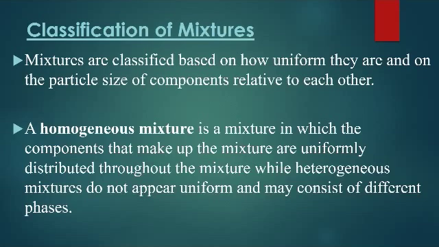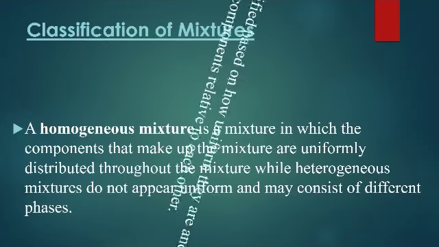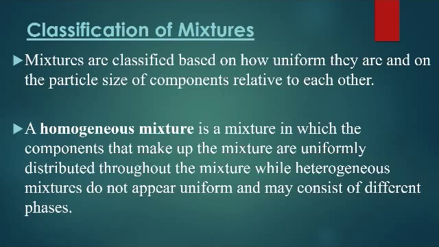What is a homogeneous mixture? A homogeneous mixture is a mixture in which the components that make up the mixture are uniformly distributed throughout the mixture. So, for example, I have water and Coke, Coca-Cola. I hope you know Coca-Cola. And then I add a little of Coca-Cola to water. What happens? What sort of mixture is this?